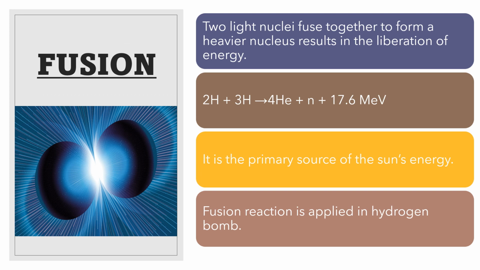Now we'll move on to our next topic, which is fusion. Fusion means to join, to make two things into one. Here, two light nuclei fuse together to form a heavier nucleus, which results in the liberation of energy. This reaction shows fusion. It is the primary source of the sun's energy. The sun's energy comes from fusion. It is also applied to create mass destruction in hydrogen bombs.